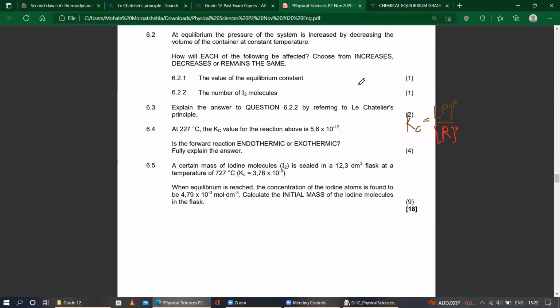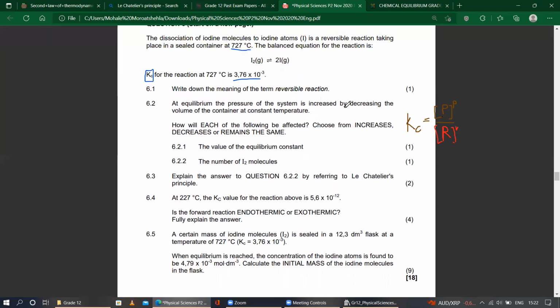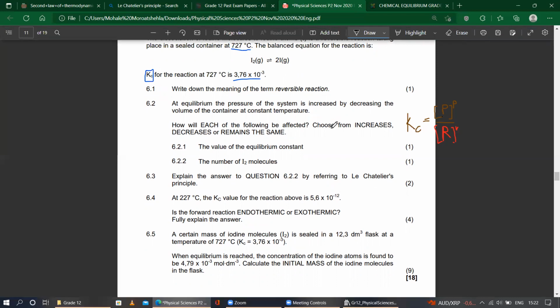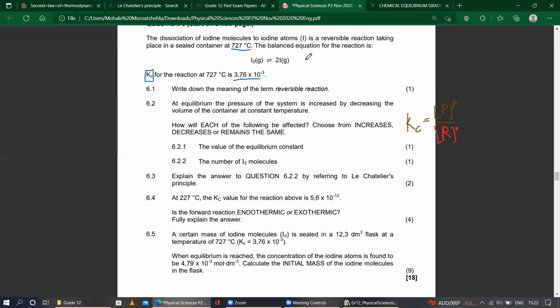Then with Le Chatelier's principle, let me just try to explain it more scientifically. You're going to say that when pressure is increased, because this is 2 marks, you have to state 2 or 3 statements. When the pressure is increased, the equilibrium is going to favor the reactant because it's the side with fewer moles. I think that's a more scientific way to put it.